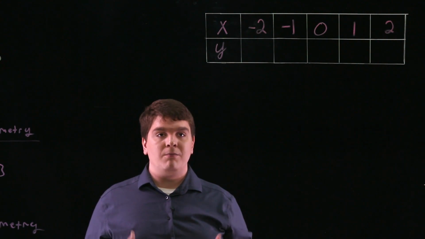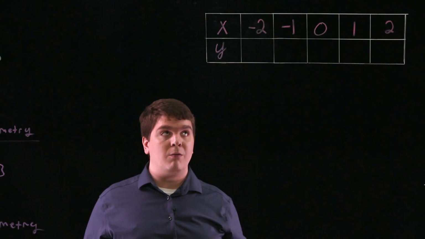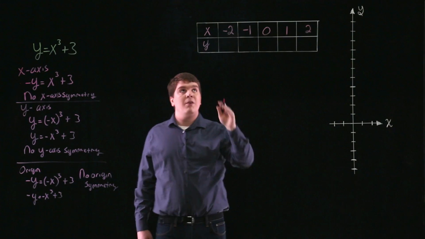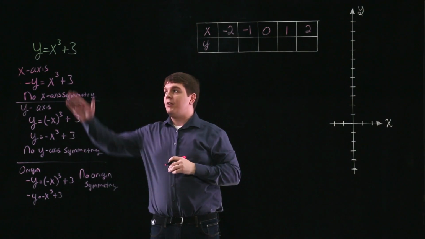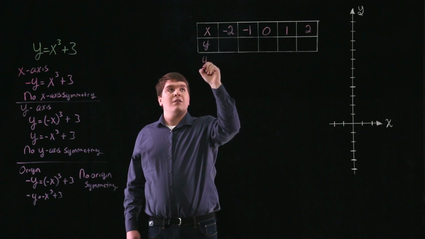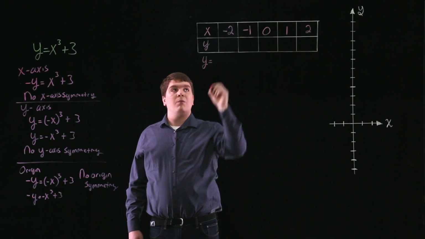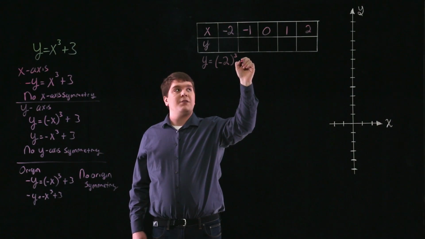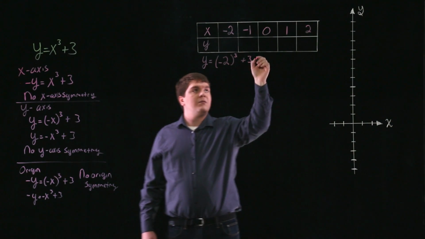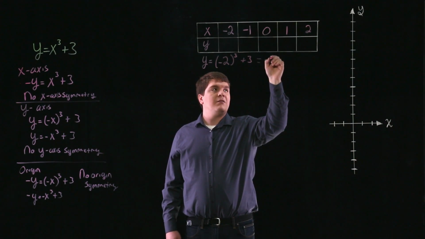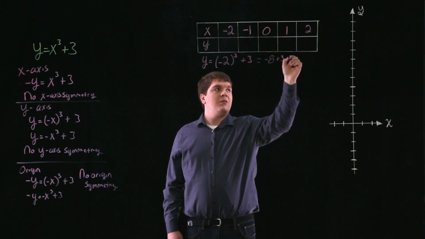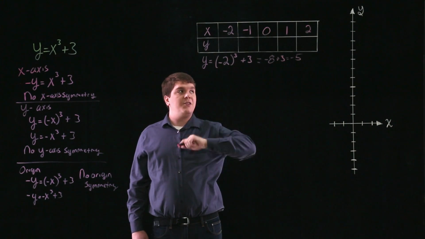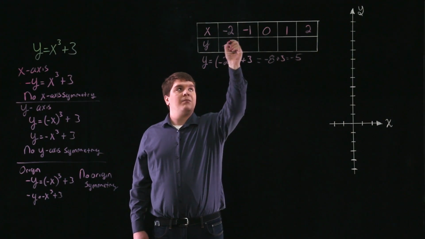Now what we want to do is find the corresponding y values. In order to find y when x is negative 2, we'll substitute negative 2 into our original equation. So when x equals negative 2, y is equal to negative 2 cubed plus 3, which is equal to negative 8 plus 3, which is negative 5. So the y value when x is equal to negative 2 is negative 5.